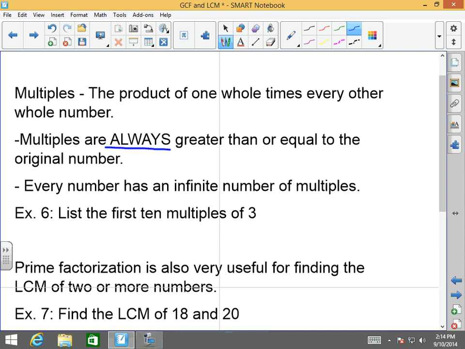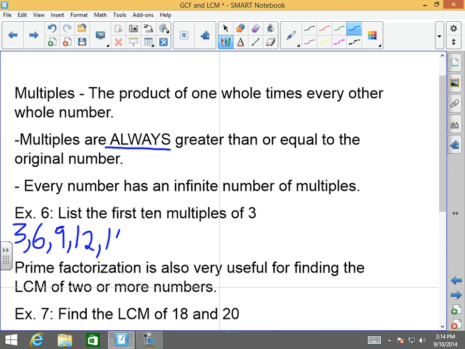So for example, I'm asking you to list the first 10 multiples of 3. Well, this is easy. 3 times 1 is 3. 3 times 2 is 6. 3 times 3 is 9. 3 times 4 is 12. Why did I put 14? 3 times 4 is 12.